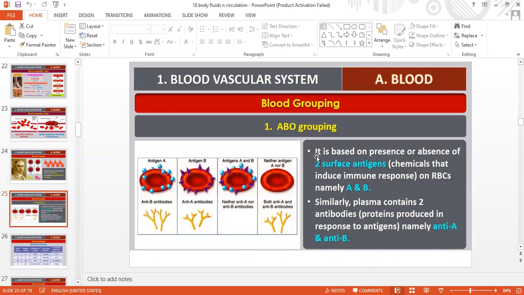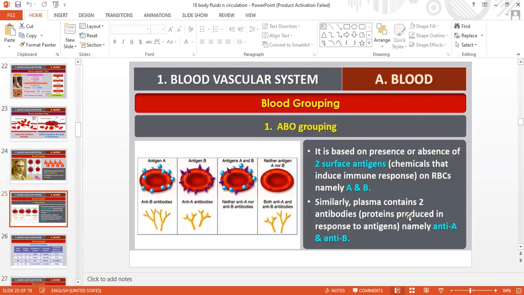Talking about the ABO grouping, it is based on the presence or absence of two surface antigens. These are the chemicals that induce the immune response, and these antigens are present on the RBC, and they are named as antigen A and antigen B. You can see over here, antigen A and antigen B.